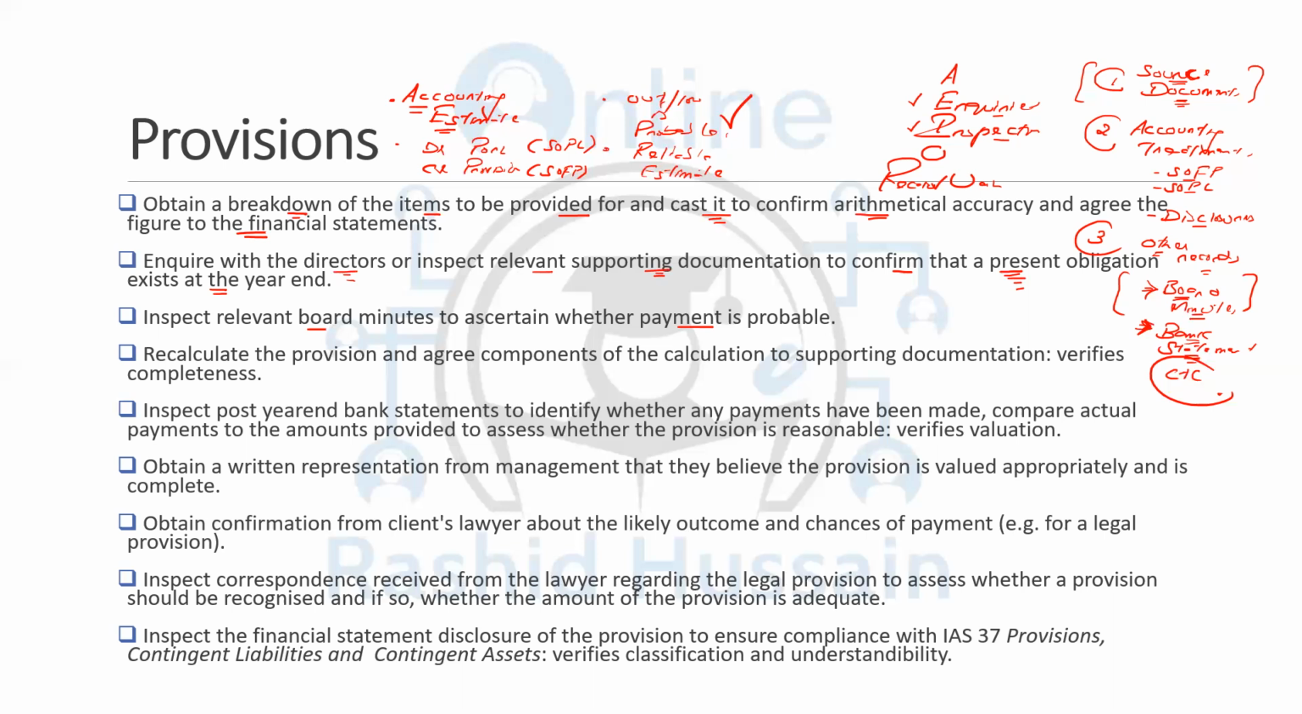You're looking into the statement of profit or loss. This is a separate procedure. Looking into the statement of financial position, a separate procedure. You're checking the disclosure. This is a separate procedure. So then recalculate the provision. Again, we have now this recalculation. So we are done with the inquiries, we are done with the inspection, and then let's have the recalculation, which fits everywhere almost. Recalculate the provision and agree the components of the calculation to the supporting documentation.